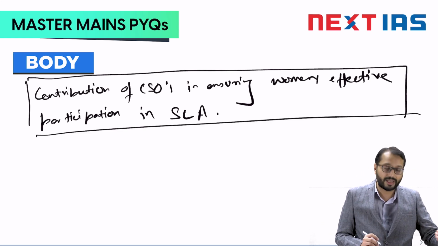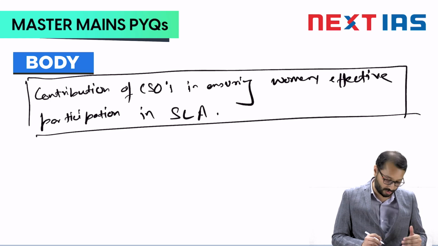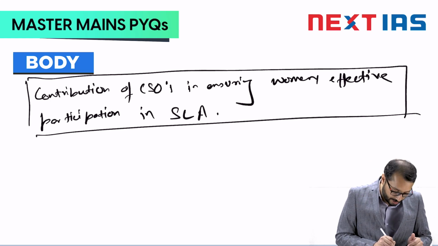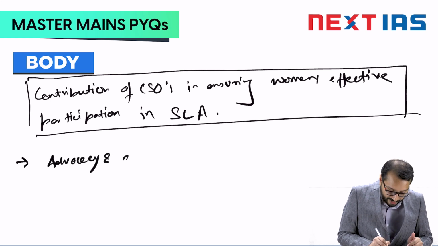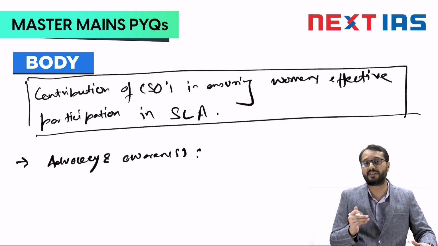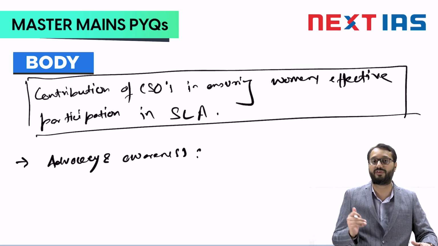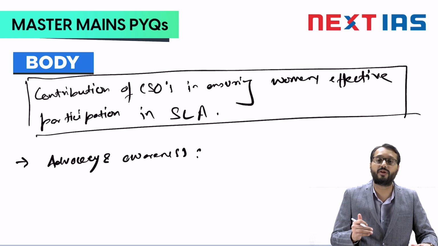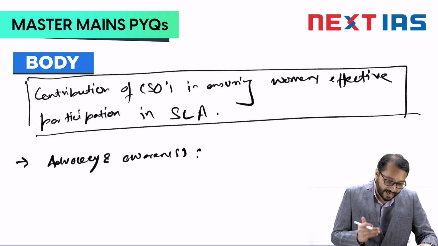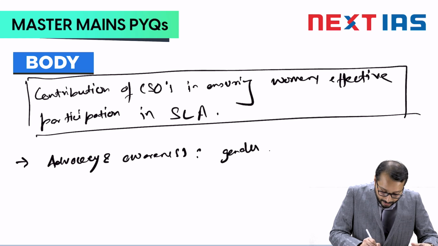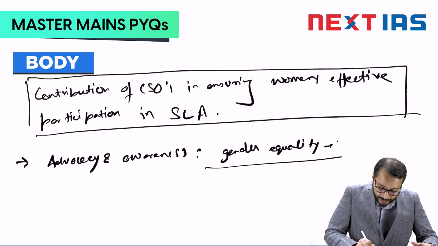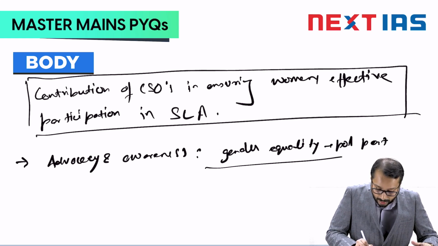And then you can start highlighting various points using subheadings. The very first point that you can take up is the advocacy and awareness generation role. As far as CSOs are concerned, the various civil society organizations are at the forefront of advocating various policies and other legislative measures that promote gender equality, to ensure the political participation of women. That is their primary role.